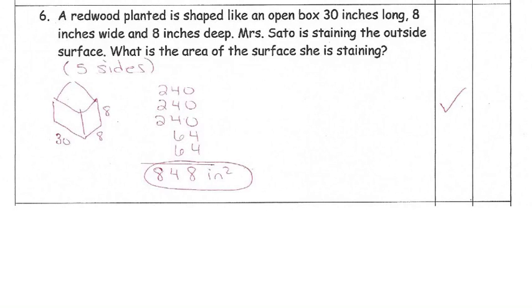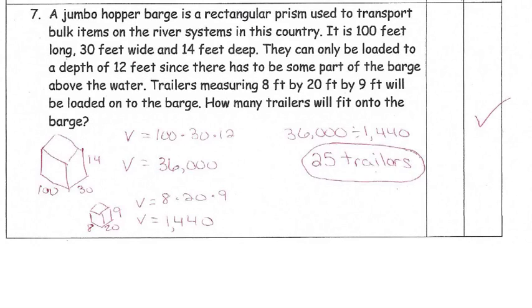For problem 6, this is a surface area word problem. We're talking about 5 sides that are going to be stained because the top part is going to be where the plant is coming out. And so the surface area that you will need to paint is 848 square inches. And for problem number 7, this is talking about volume. You find the volume of the first box, you find the volume of the second box, and then you divide, and so your answer should be 25 trailers.